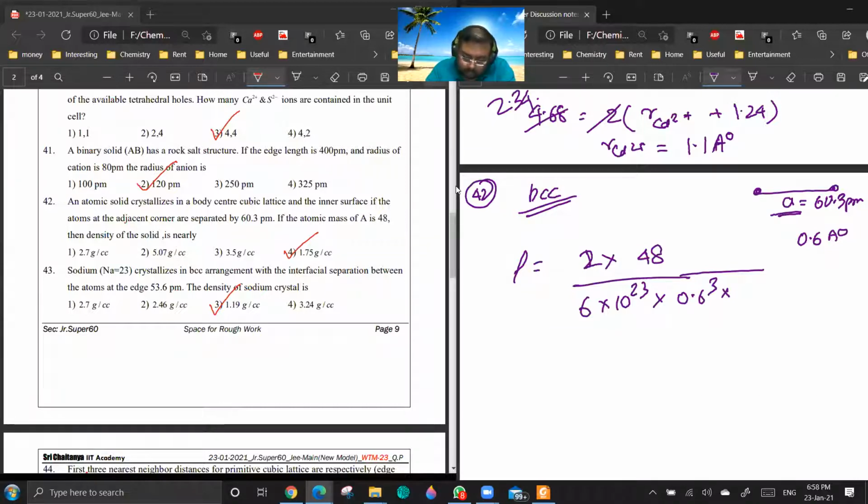Adjacent corners are separated by, okay, you are saying that is something like this. Yes, sir. So we will take total A. But then the problem is, sir, what does he mean by inner surface? Does he mean it's also present at the centers along BCC, or face centers, or what, sir?